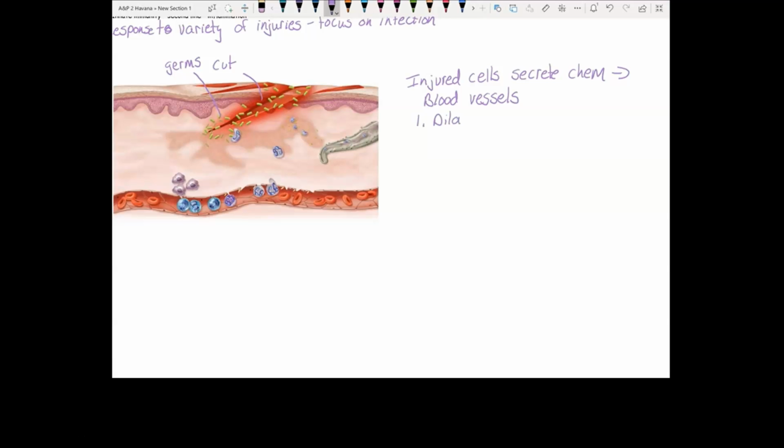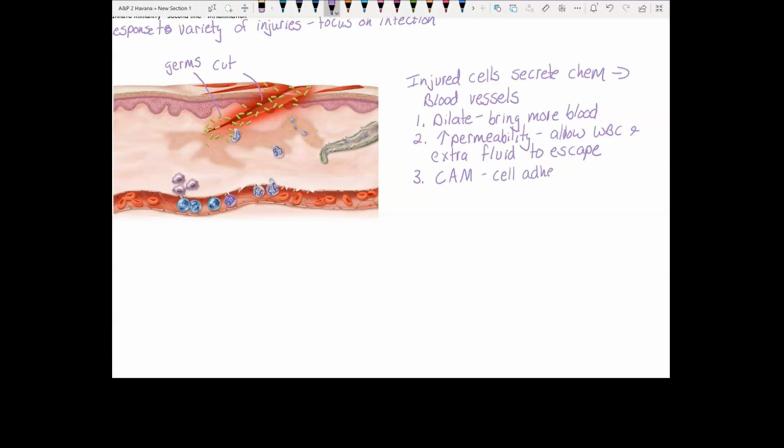The blood vessels will dilate. This will bring more blood to the injured area. The blood vessels will increase their permeability. This means they're going to become leakier. This will allow extra white blood cells and fluid to escape. And the blood vessels are going to get CAMs. This stands for cell adhesion molecule. These help the white blood cells to escape the blood and enter the injured tissue.